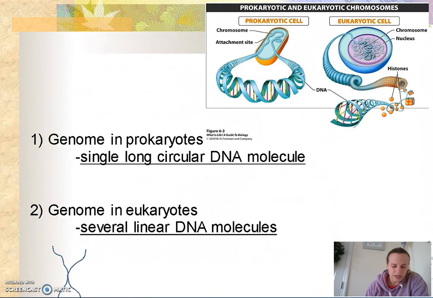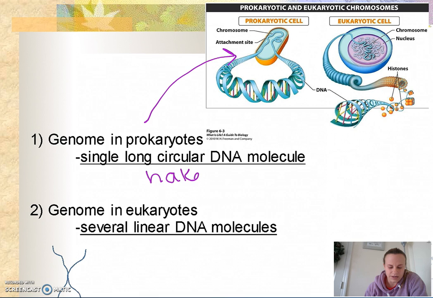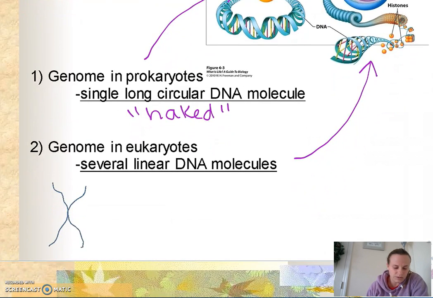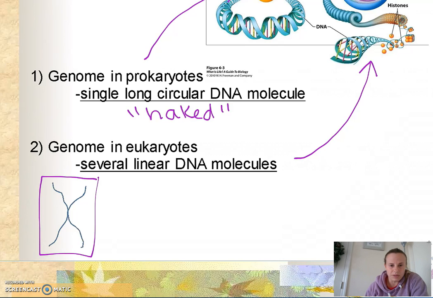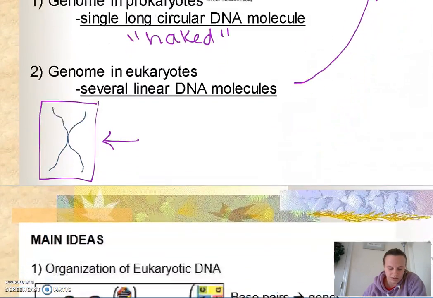In summary, the genome in prokaryotes is a single long circular DNA molecule that's naked. It's got no histone proteins associated with it. Whereas the genome in eukaryotic cells has several linear DNA molecules, where it's called linear because it's going to look linear under the microscope. This DNA is wrapped around histone proteins. So if you imagine the DNA like yarn, and those histones are the spools that this yarn is wrapped around.